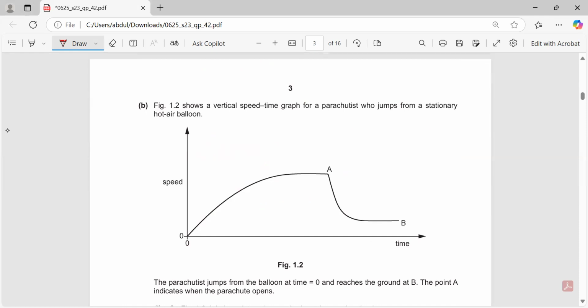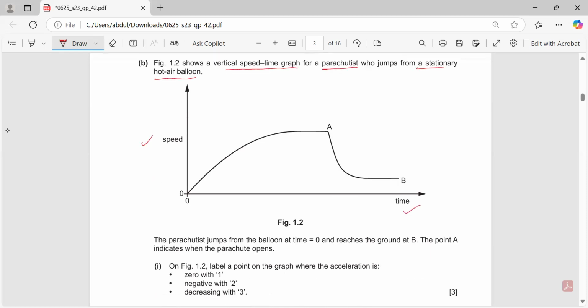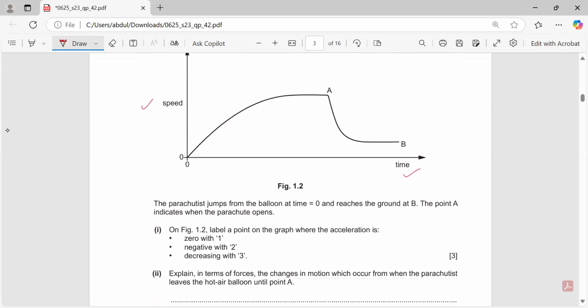Yes, this is a bit tricky. Figure 1.2 shows a vertical speed time graph for a parachutist who jumps from a stationary hot air balloon. Stationary balloon means the balloon is at rest, it is in equilibrium. The graph is in front of us, and this is a speed time graph. The parachutist jumps from the balloon at t equal to 0. Here he jumps at this point and reaches the ground at B. The point A indicates when the parachute opens. After this point, the parachute opens.